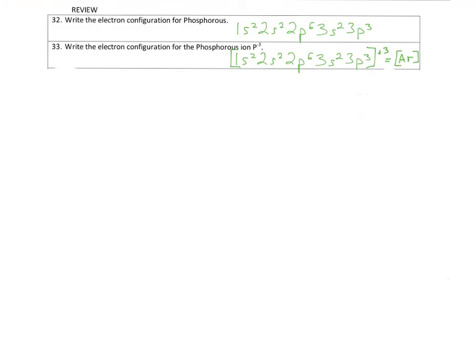Now for the review section. All of this stuff will be on the final exam. That's why I've continually reviewed with you throughout the year so that it's not a shocker.